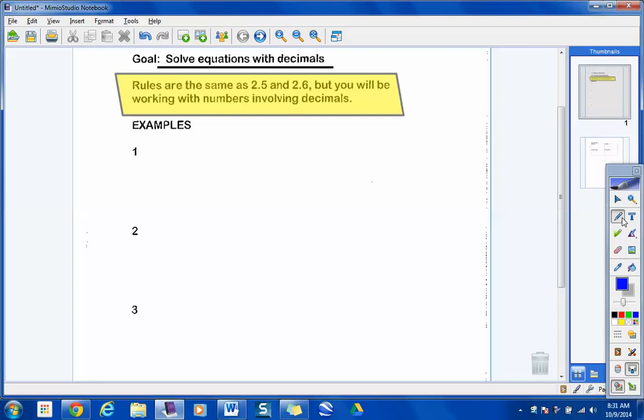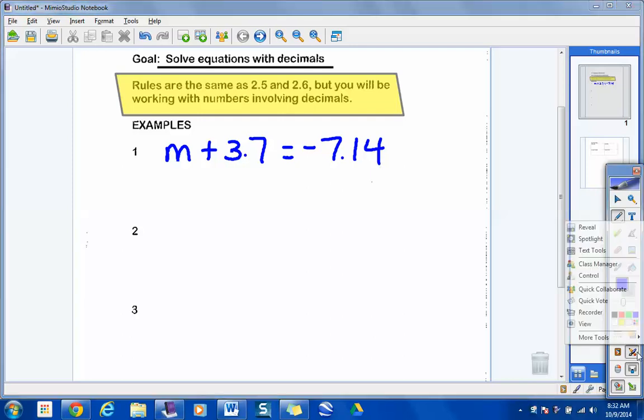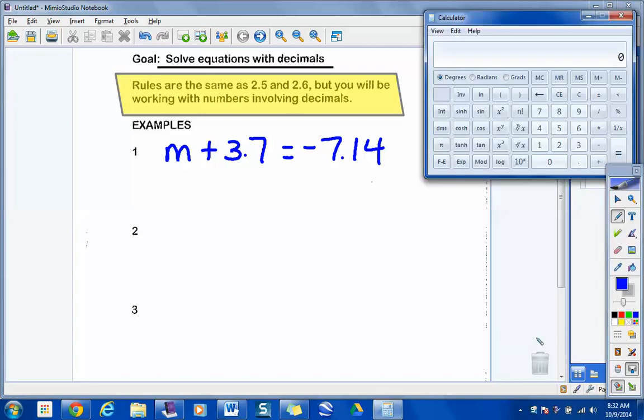Suppose I have a single variable equation, able to solve in one step, that maybe looks like this. Maybe it looks like m plus 3.7 equals negative 7.14. Now, give me a second to pull my calculator up here. You guys go ahead and take a second and get that written down, all right?